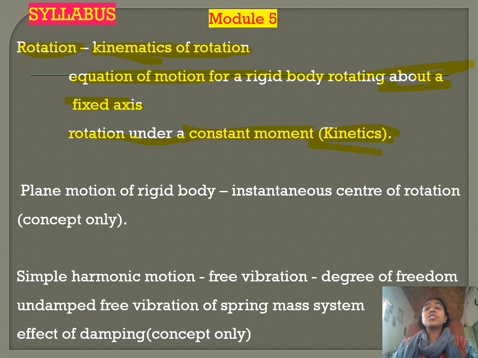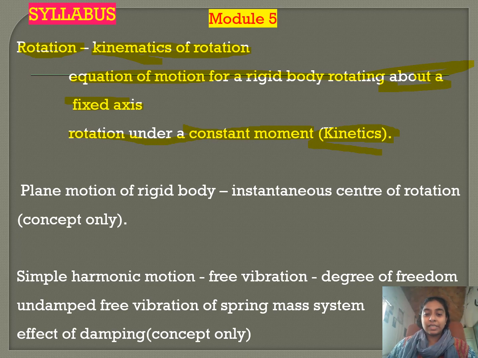Then we saw what is the relationship between linear displacement and angular displacement, linear velocity and angular velocity, linear acceleration and angular acceleration. So linear displacement is equal to the radius into angular displacement. Linear velocity is equal to radius into angular velocity. Linear acceleration is equal to radius into angular acceleration. Then force is equal to mass into acceleration. So moment or torque is equal to moment of inertia into angular acceleration.